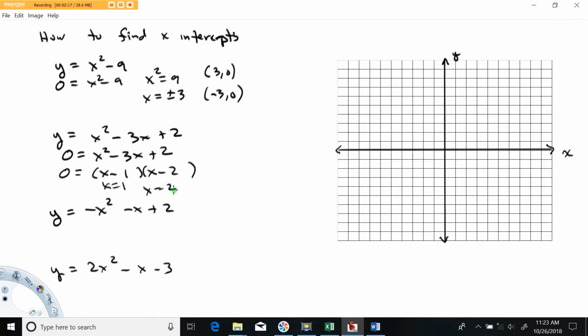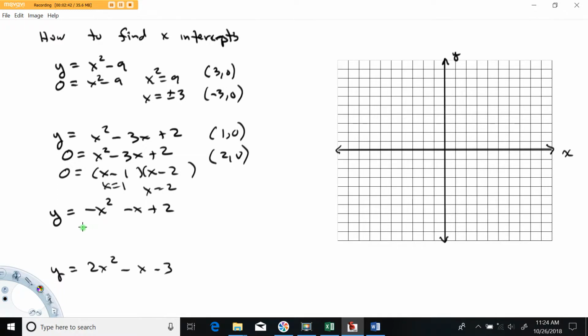So we have 2 intercepts here. One of them is the point 1, 0. The other one is the point 2, 0. If I graphed those, 1, 0 would be here, 2, 0 is here, and that's where they'd be. All right, let's take a look at the next one.